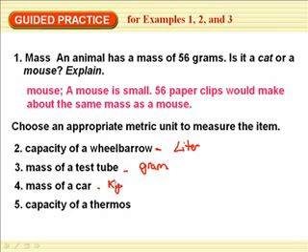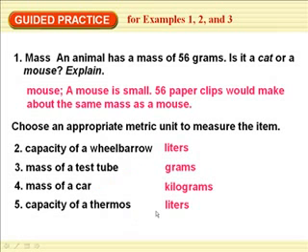The capacity of a thermos. Now, I have a thermos that's about as tall as my blue jug, so I'm going to say liters for the thermos. We wouldn't have a thermos that would fill 5 bathtubs, so let's see how we did. I think that's what we had, isn't it? Liters, grams, kiloliters, liters. Yep, exactly.